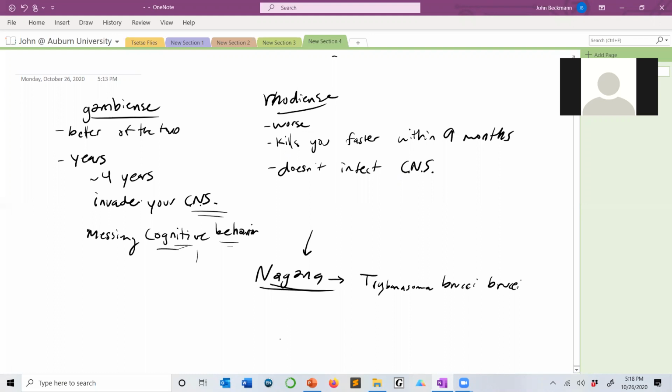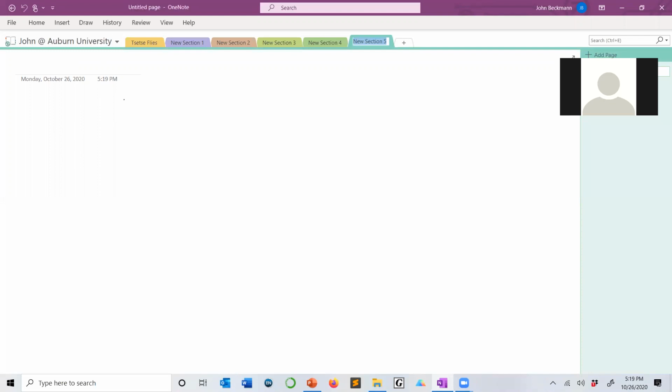Okay. So let's talk about some of the reasons that these diseases are different from some of the other things we've looked at in the past. So in terms of the trypanosomes, and we're talking about brucei, they are never intracellular. They're not replicating inside of other cells.